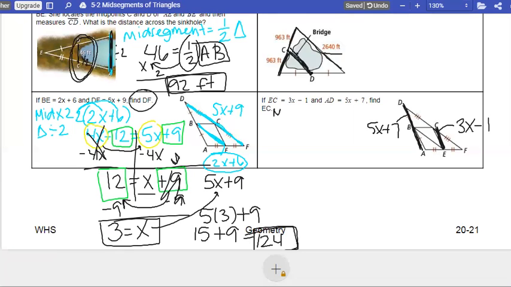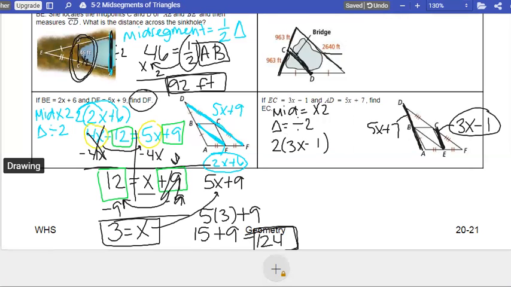So remember, your mid-segments, you multiply times 2. Your edge of your triangle, or the side of your triangle, you divide by 2. So our mid-segment here, or the piece that's in the middle of our triangle, is this 3x minus 1. So we have 2 times 3x minus 1. So 2 times 3, we get 6x. 2 times negative 1, we get negative 2. So now I basically just made my EC 2 times longer.